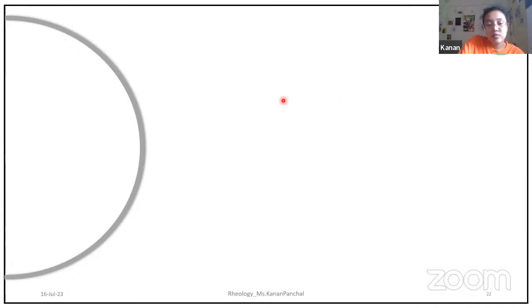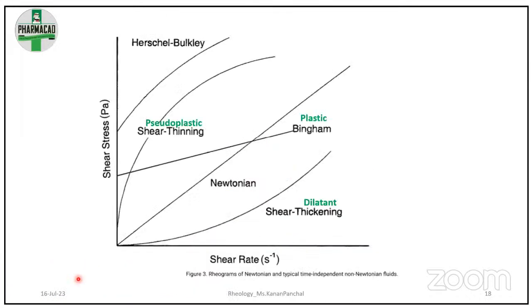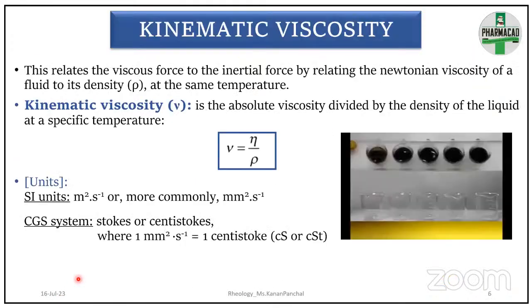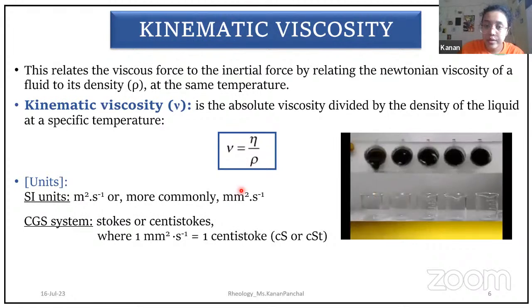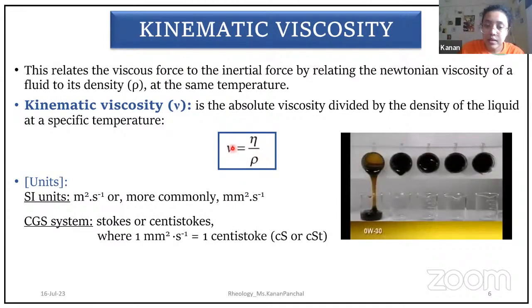Any questions? Ma'am, I have one. Yeah, tell me, Madhura. In kinematic viscosity, we know that we keep temperature constant and density changing, but is the viscosity also changing? Obviously. See, this is the kinematic viscosity formula. Kinematic viscosity is your absolute viscosity upon density. That means it's inversely proportional to density, not concentration.